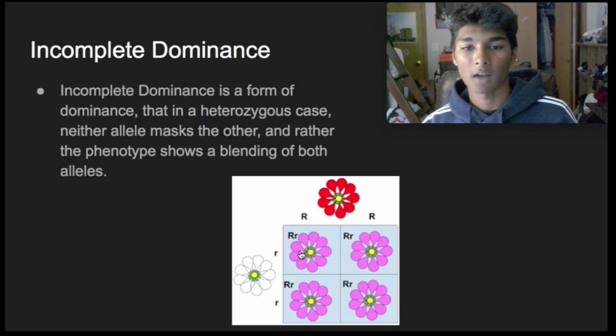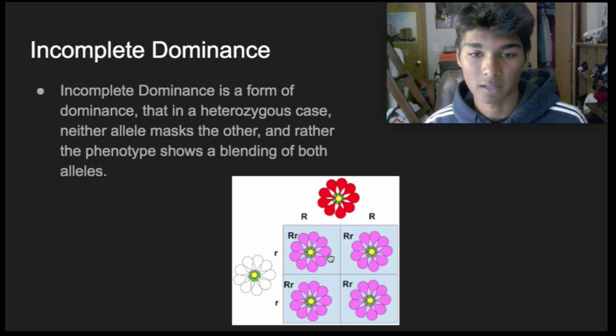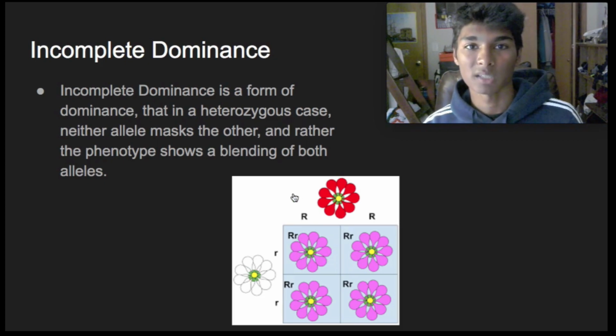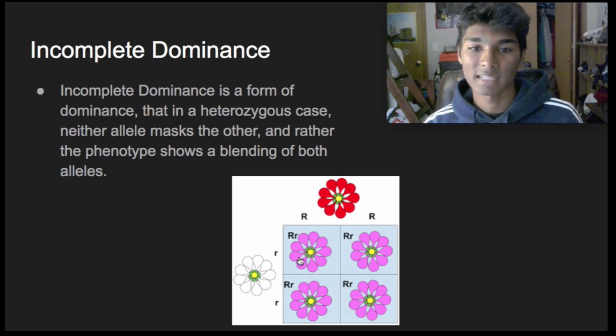You'll notice that the offspring, instead of being red or white, which would be the case in a complete dominance scenario, are actually pink, which shows the blending between the red and white. You know when you mix red and white, you get pink. That's essentially what's happening here, and that is incomplete dominance, where in the heterozygous case, the two alleles essentially mix to produce the phenotype. This is a really common example, the red, white, pink flowers. That's probably what you'll see in your biology textbook.